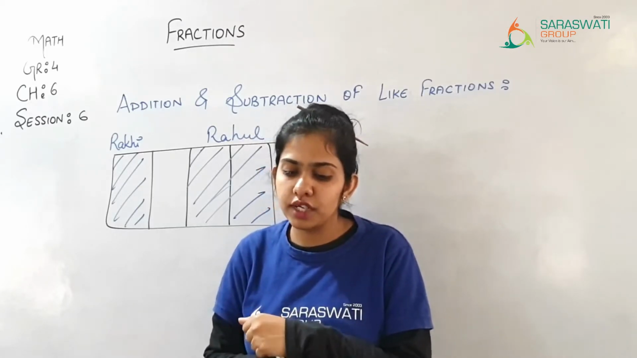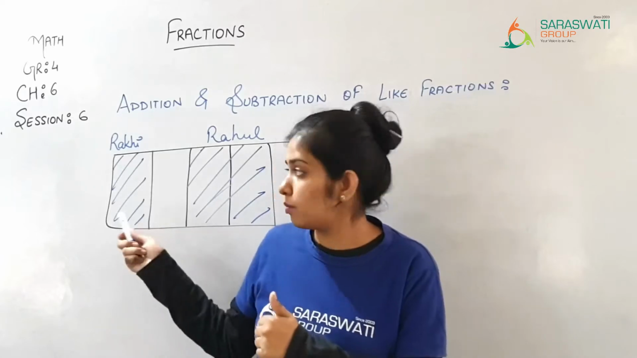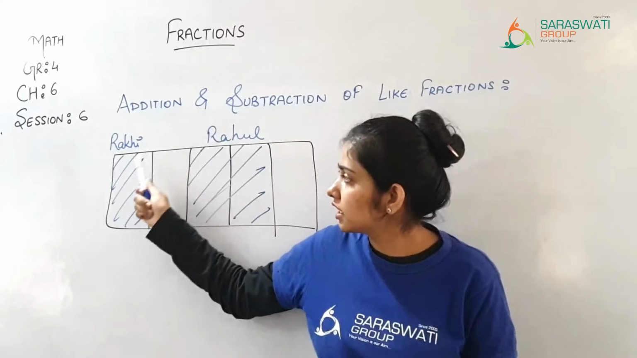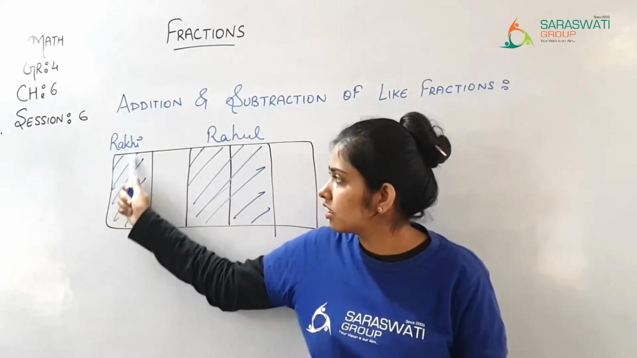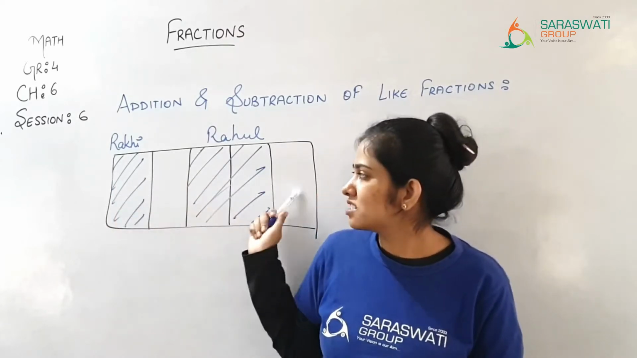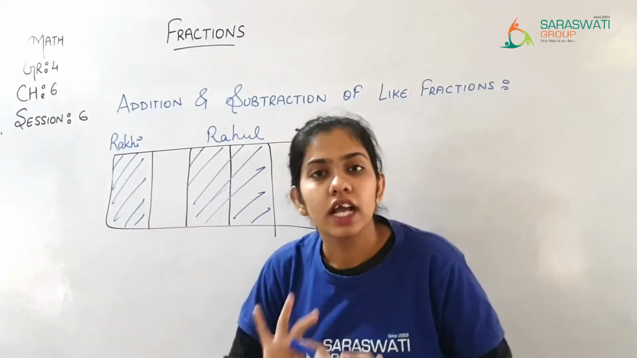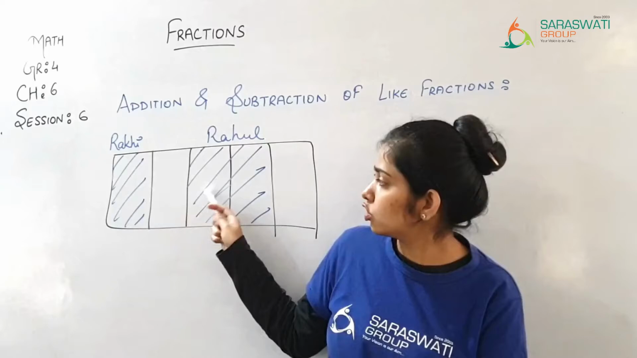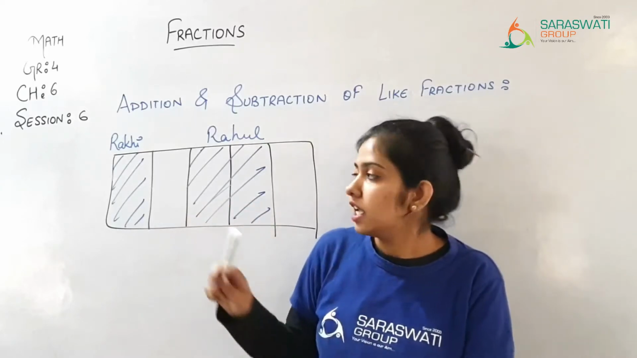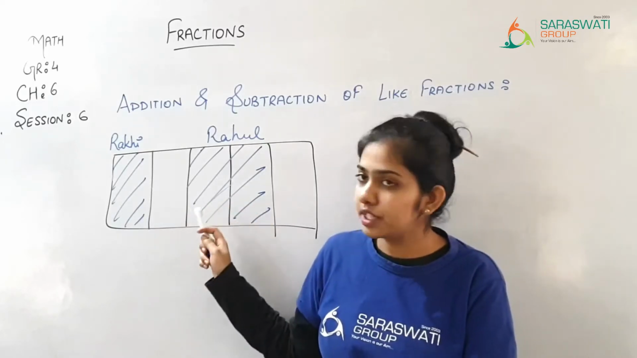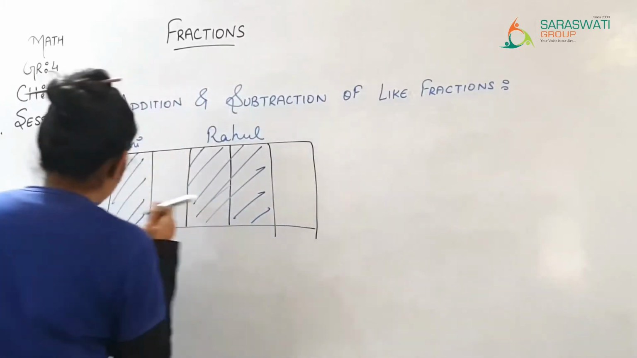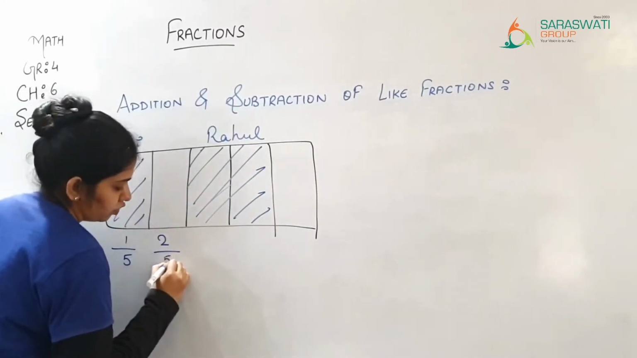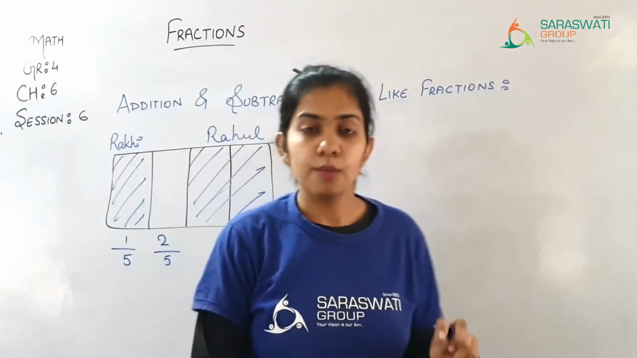So Rakhi completed 1/5 of the project. ये पूरा का पूरा project है जिसमें 5 parts है. तो Rakhi ने कितना complete किया? ये 1/5 part, first part की 5 parts में से 1/5 part Rakhi ने complete कर लिया. Now, and Rahul completed 2/5 part of the project. राहुल ने project में से कितना part complete किया? 2/5. Rakhi completed 1/5 and Rahul completed 2/5 part of the project.